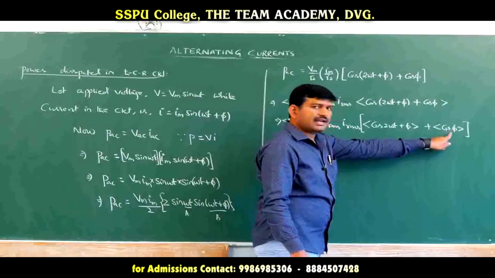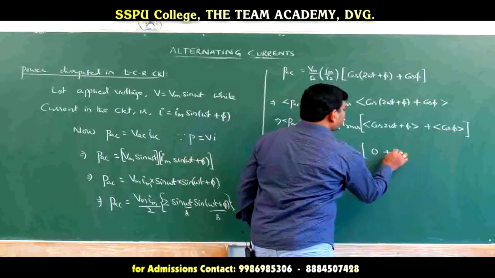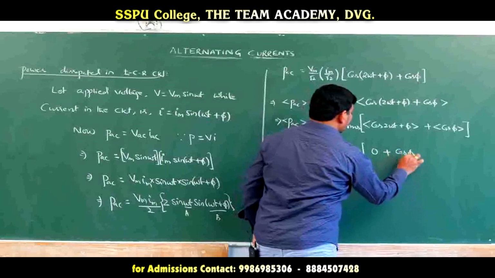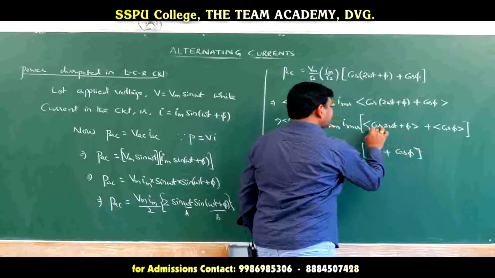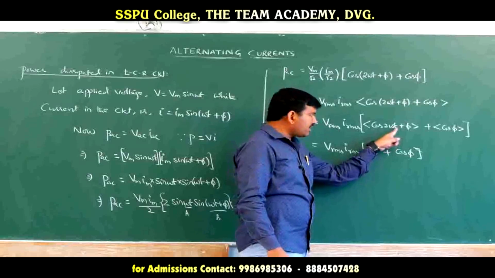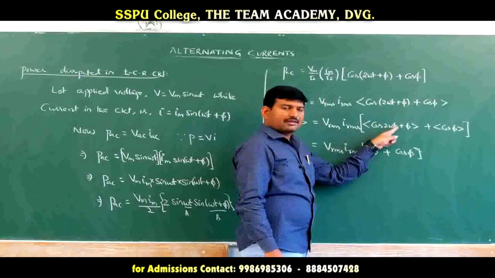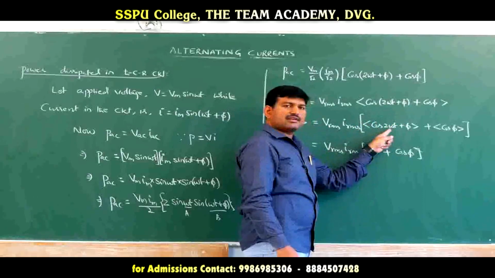As it is a constant, the average value of a constant is equal to that constant. Therefore, the average value of cos phi is nothing but cos phi. Please don't confuse here. The average value of the other term is 0 because here t is a variable. The value of t varies from 0 to capital T, therefore in one complete cycle, its value becomes 0.